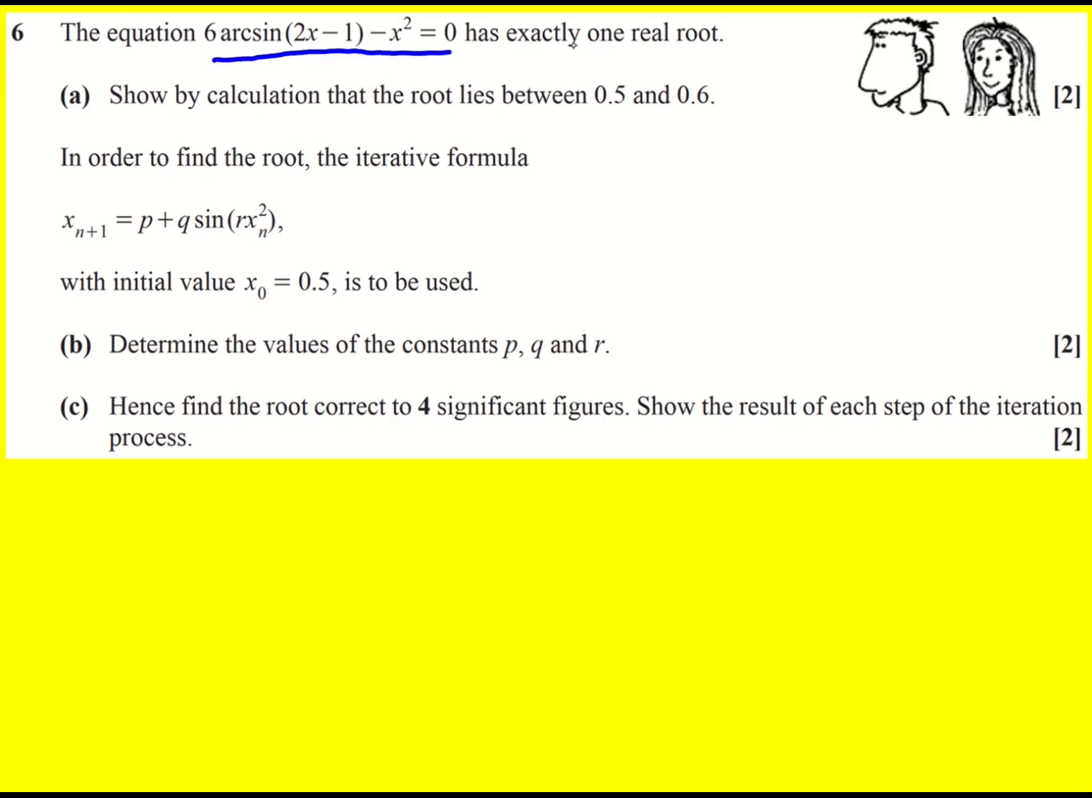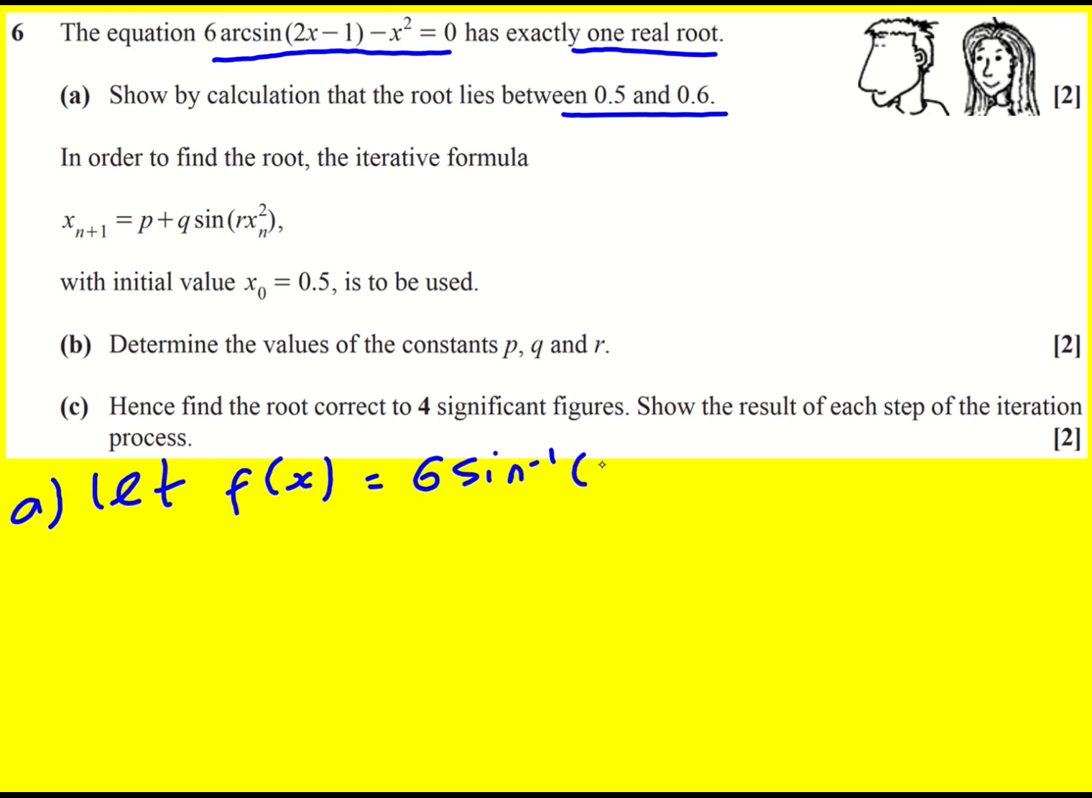Solved, this equation has exactly one root, and we're asked to show that it lies between 0.5 and 0.6. So I'm going to let this thing be f of x. I always like to just call it something like that. I'm going to write it as sine⁻¹. Fine if you want to leave it as arc sine.